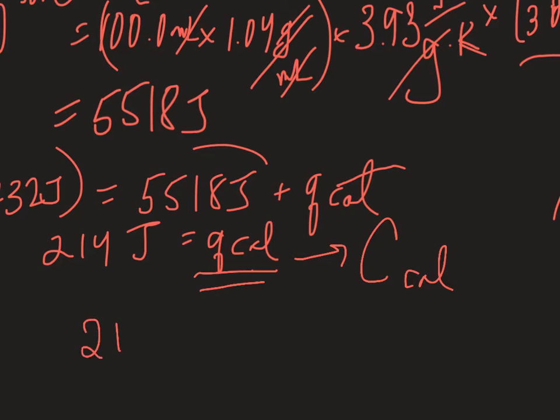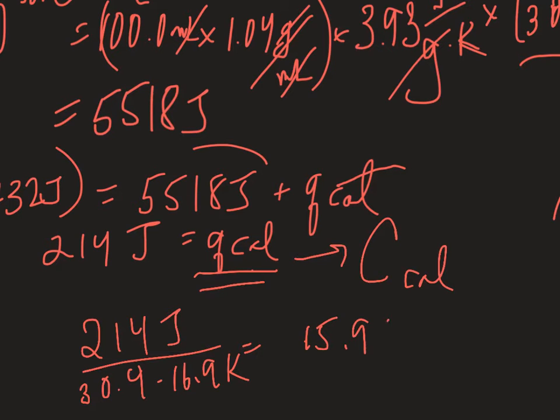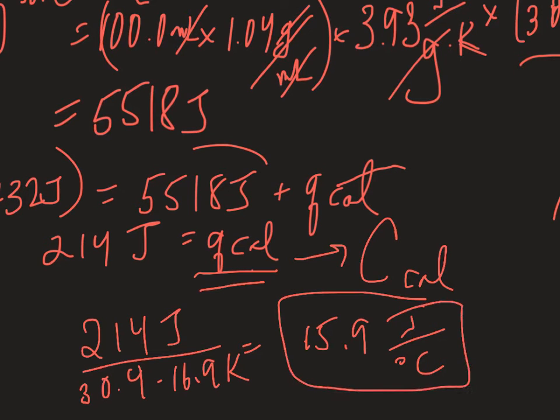So I'm going to take my 214 joules and go back to my delta T, because for the cup, I think that was 30.4, not 30.14. 30.4 minus 16.9, and that's either K or C, and I get 15.9 joules per degree Celsius or Kelvin. So this is what's known as the heat capacity of my cup, capital C.